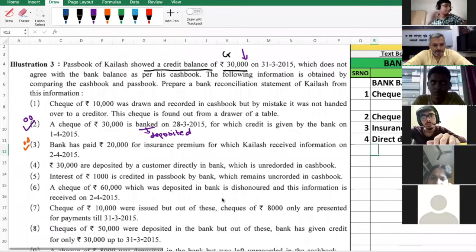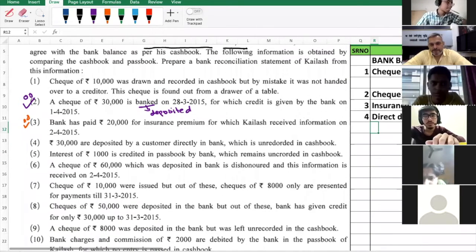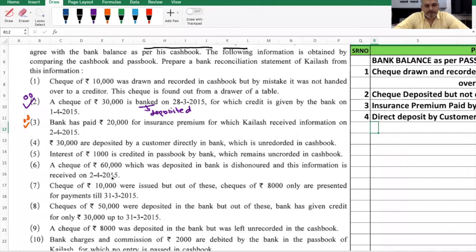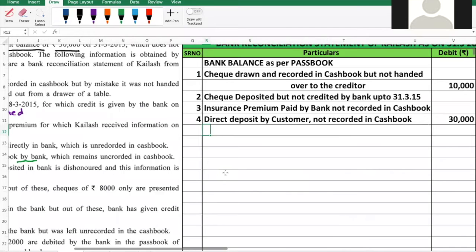Now, fifth one. Interest 1000. Now, it's very simple. Interest 1000 is credited in passbook by bank, which remains unrecorded in cash book. तो हम कौन सी साइड रिकॉर्ड करेंगे? Bank has credited. Debit side. We have to record on the debit side.